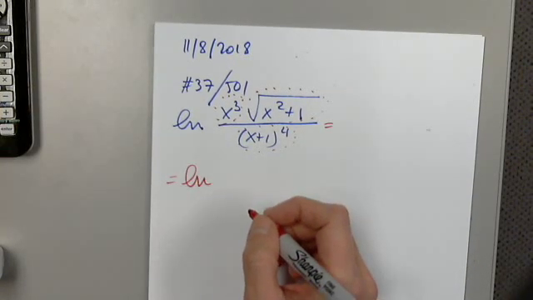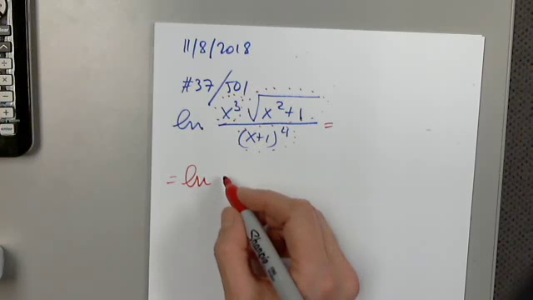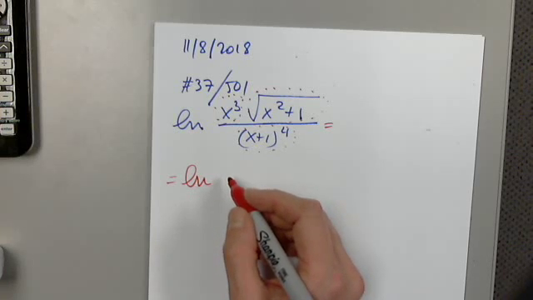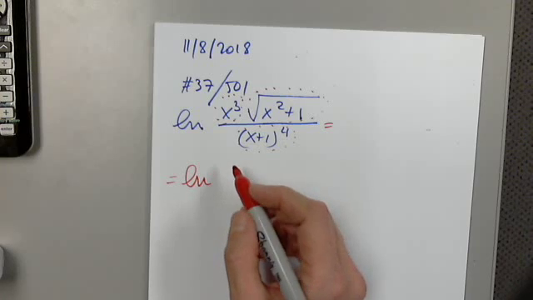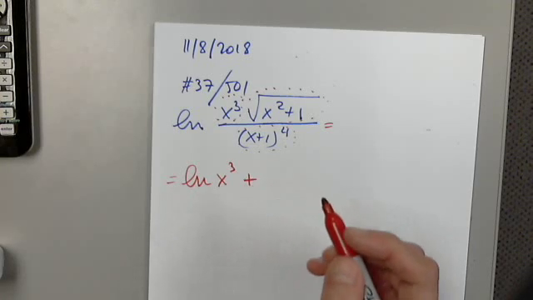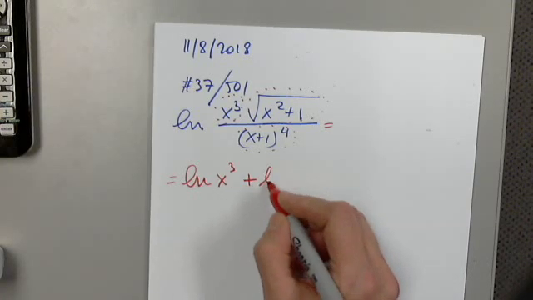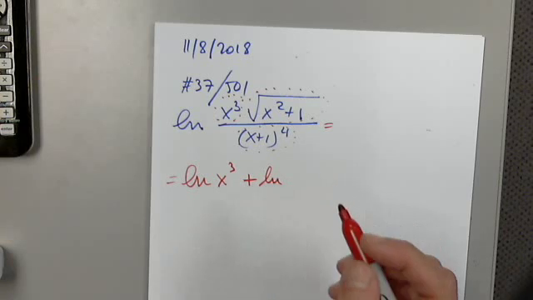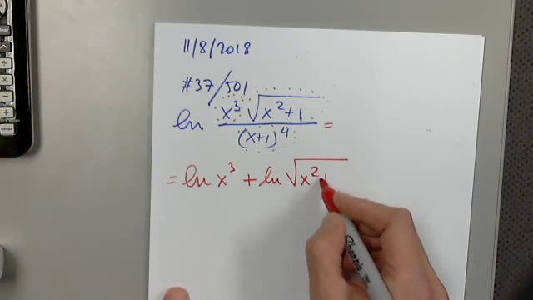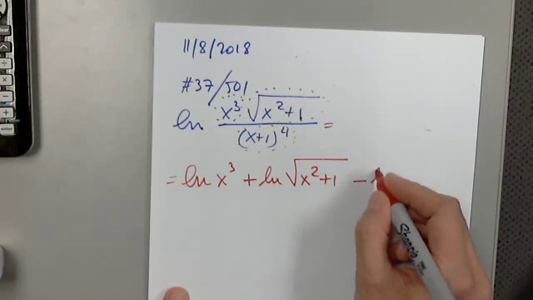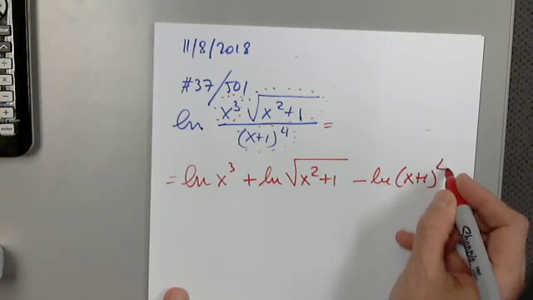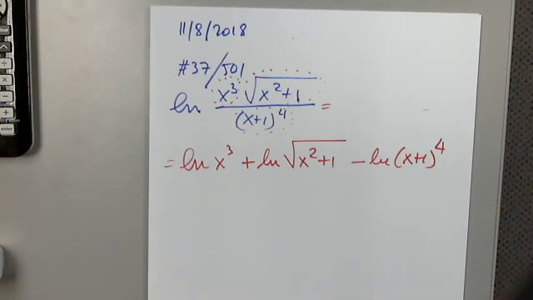Natural log x cubed plus natural log, very good, but minus natural log of x1 plus 1 to the 4th power. Correct. Perfect. Now the last property that I have to apply is which one?